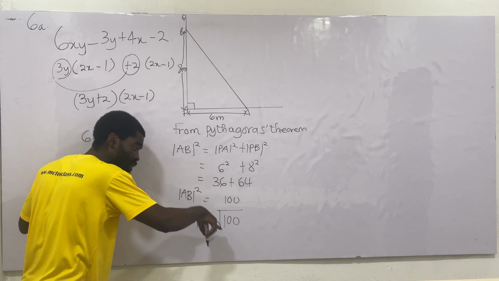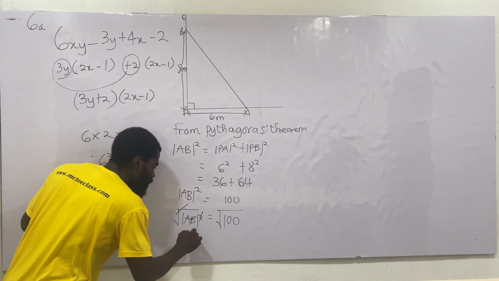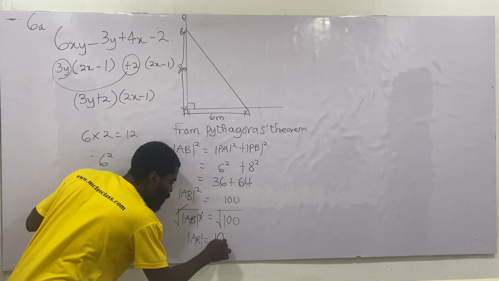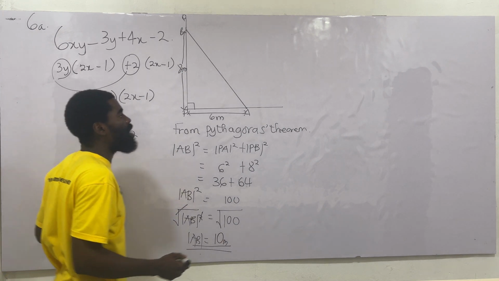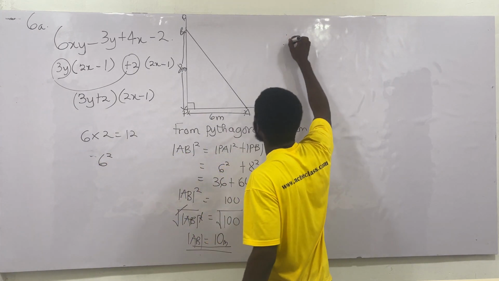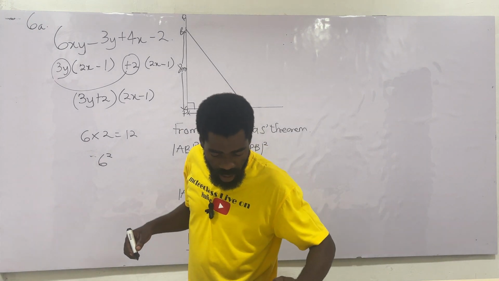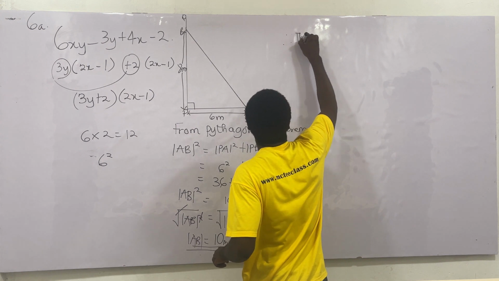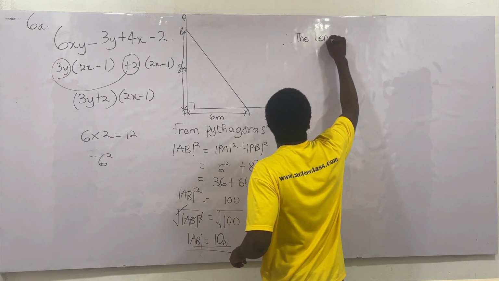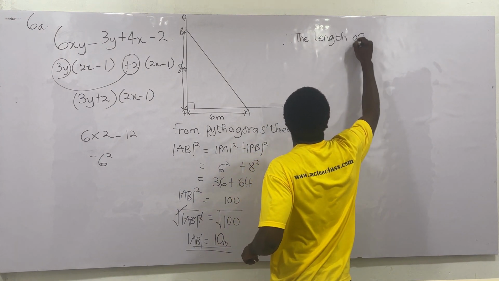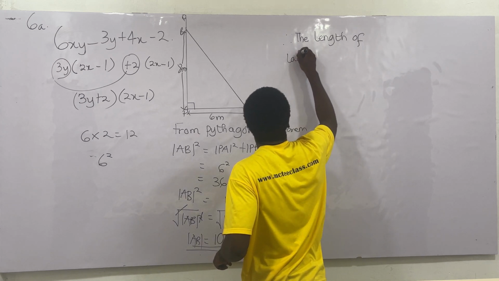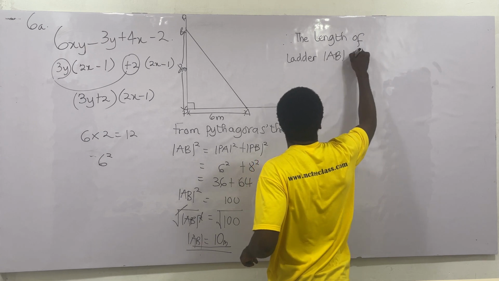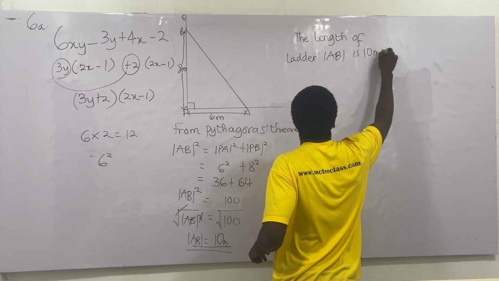If you look into the first class, we did this there. So this will cancel this. So we have AB equals 10 what? Meters. AB equals 10 meters. Therefore, what the question says we should find? We should find the length of the ladder AB. Therefore, the length of ladder AB is 10 meters.